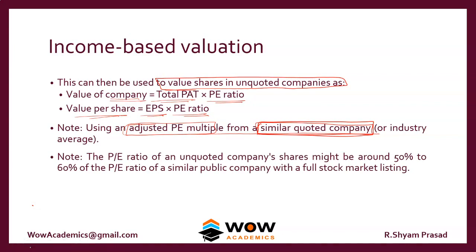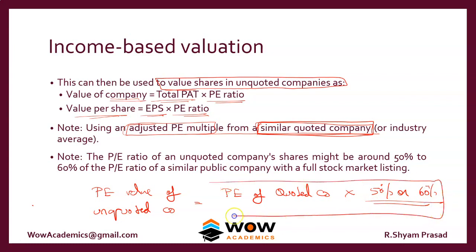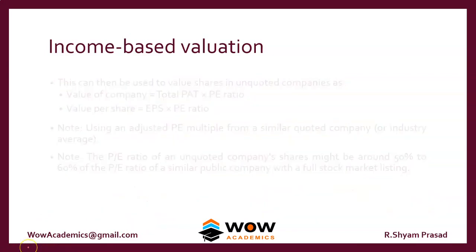Again, it works like this, with the common note which we already saw. To get the PE value of an unquoted company, you have to take the PE of a quoted company and multiply that number by 50% or 60%. This is your choice, you can take any number, but this has to be done. So you can use another company's PE to value an unquoted company. We'll see an example for this also.